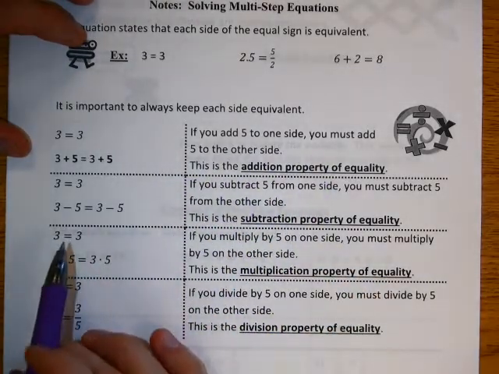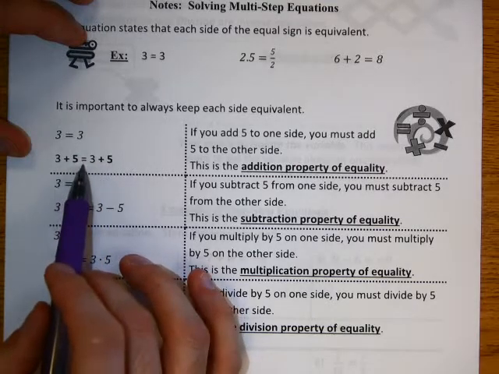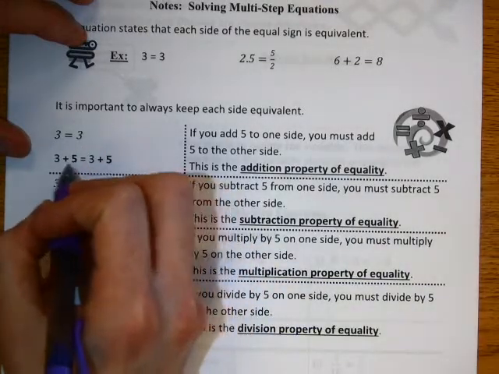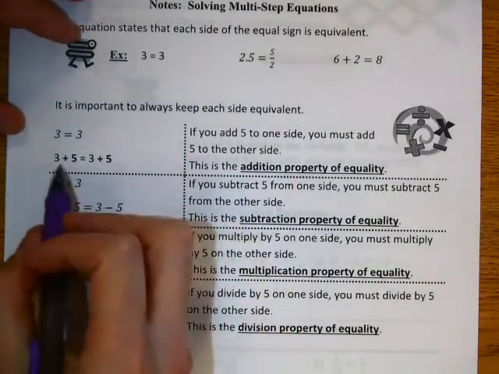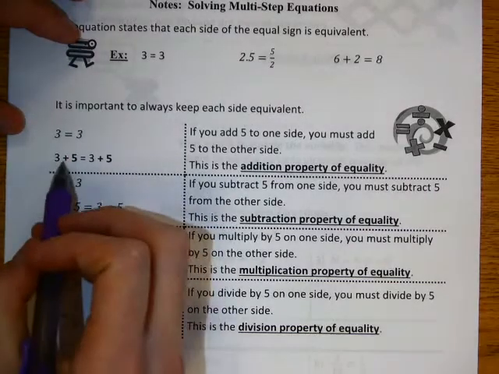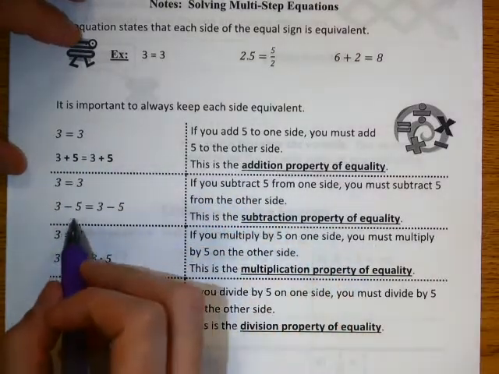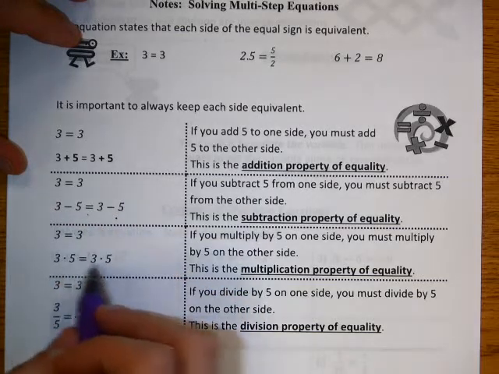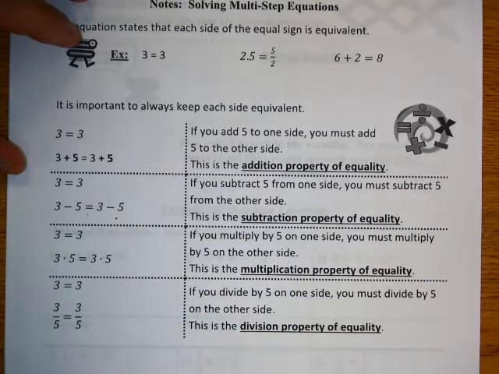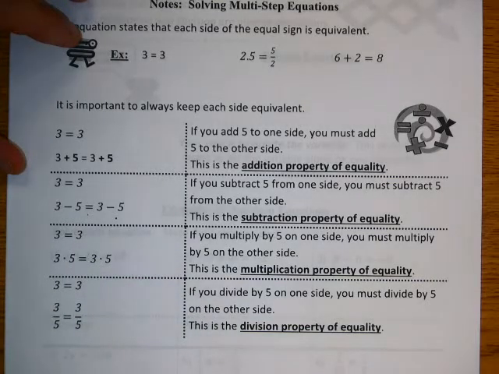But I'm going to tell you, if you add a number to both sides of an equation, an equal sign, it does not change the fact that it is still equal. See, 3 plus 5 is 8, and 3 plus 5 is 8. Both sides are going to be equal as long as you've added to both sides of your equal sign. Subtracting from both sides doesn't change the fact that it's equal. Multiplying on both sides does not change the fact that it's equal, and dividing on both sides doesn't change the fact that it is equal.